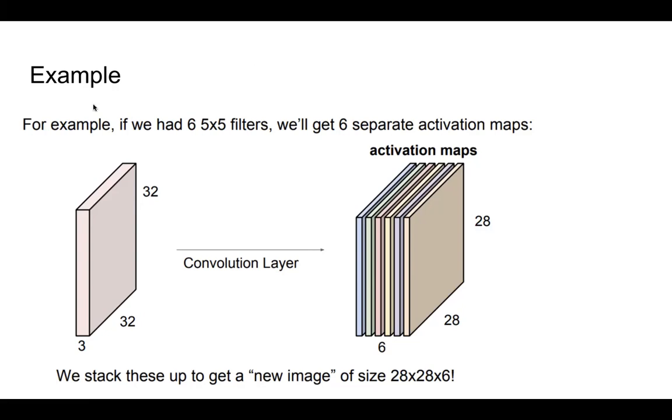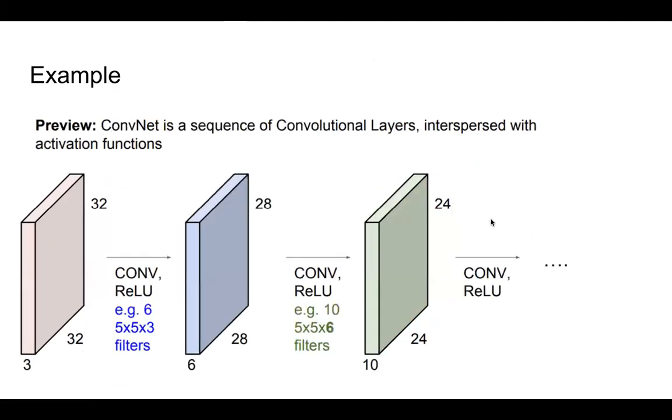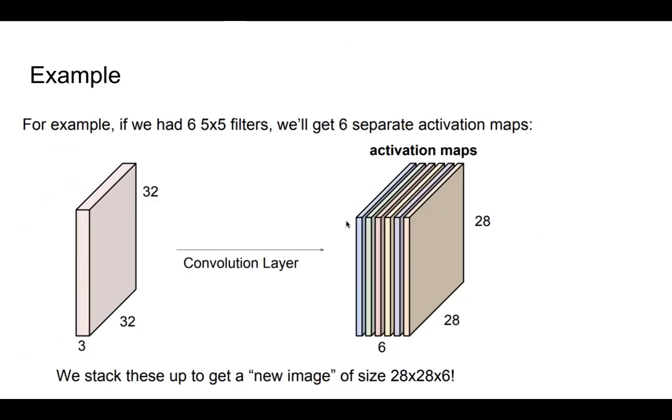So if we had 6 filters of 5 cross 5 cross 3, we'll get 6 separate activation maps. These are all individual images, but if we stack them up, we'll get a new image. The image size will be 28 cross 28 cross 6. Did you get it? It's pretty straightforward, but if you have any doubt, you can ask me now, because this is the basic thing that needs to be clear.